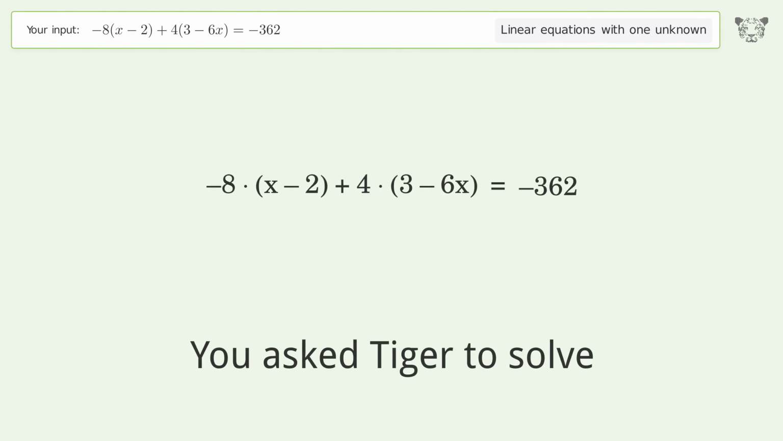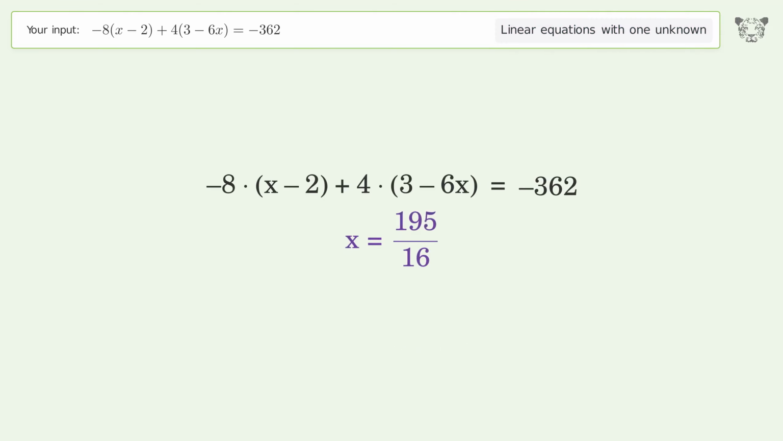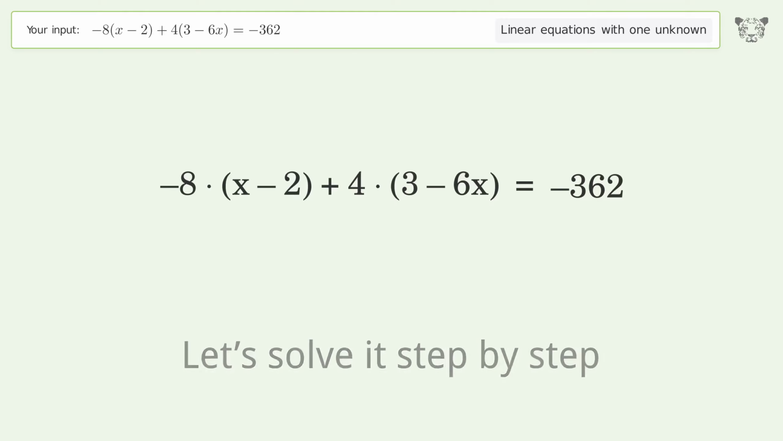You ask Tiger to solve. This deals with linear equations with one unknown. The final result is x equals 195/16. Let's solve it step by step.